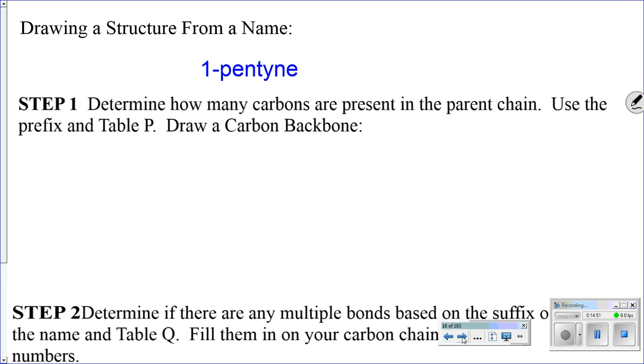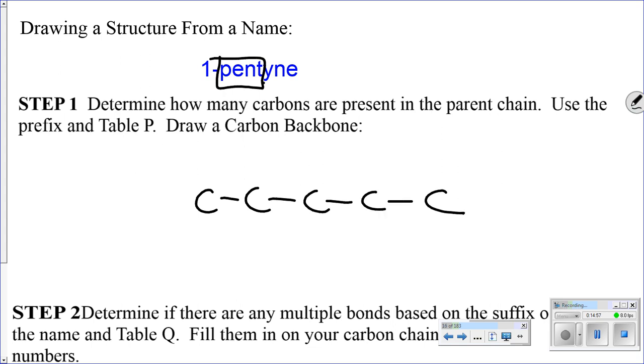Now, this one right here, we have pent to start us off with. So 1, 2, 3, 4, 5. The yne tells me I have a triple bond starting with carbon 1. I'm going to number this way. So this is my carbon 1. Put a triple bond there.